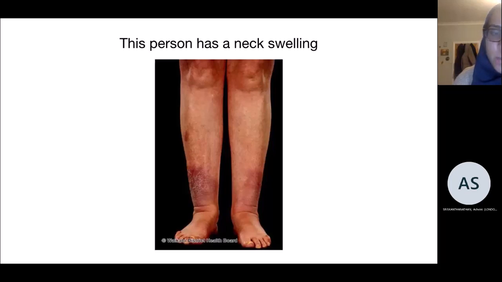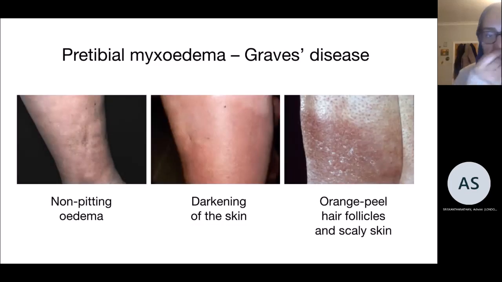So what this is trying to talk about is pretibial myxedema. So you get that in Graves' disease. Graves' disease, just a side note, is one of the big main causes of hyperthyroidism, when you get antibodies against your anti-TSH receptors. One of the key presentations is this thing called pretibial myxedema, so you get swelling above the lateral malleoli. What you tend to find is this non-pitting edema. You get this darkening of the skin, and you might get this orange peel hair follicles, which sounds really weird, but yeah, that's how it usually presents.